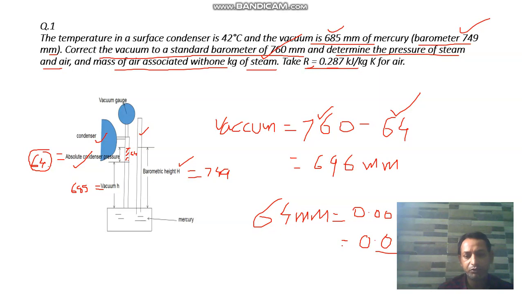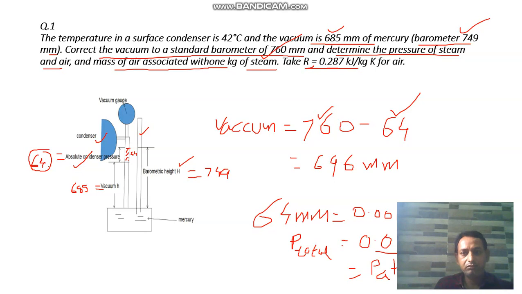This total pressure is contributed by the air pressure and the steam pressure. We consider the air pressure as well as the steam pressure, so the total pressure is the air pressure plus the steam pressure.